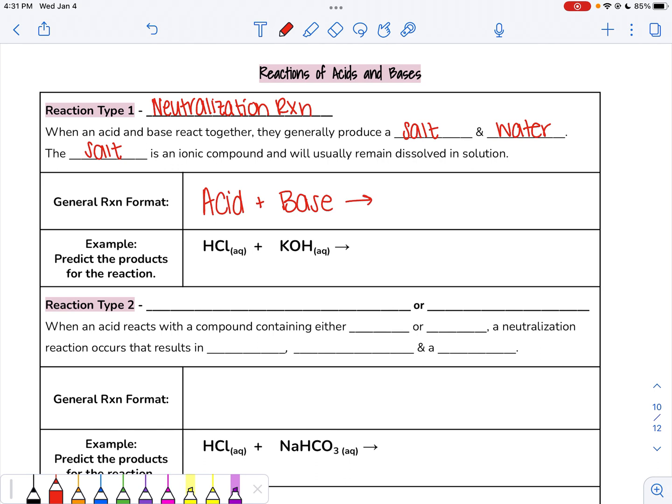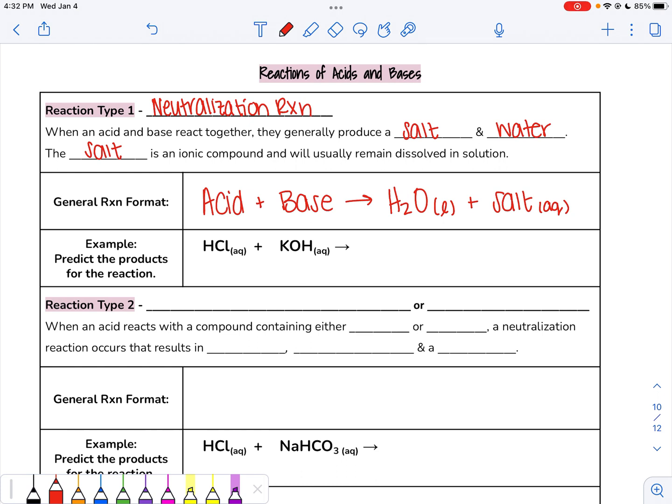So in your general reaction format, you're going to have an acid plus a base. They react together to produce water, a pure liquid, and a salt. So how do we write dissolved in water or dissolved in solution? Boom, aqueous. All right, so let's take a look at one example.